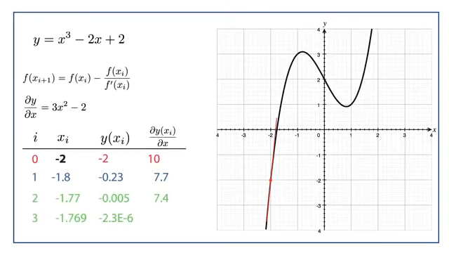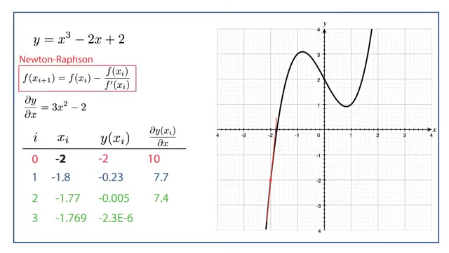If we carry on, then we get the next guess for x2 is minus 1.77, and that's just 0.005 away from the axis. It's really close. Then if we have another go, after just 3 iterations, we get an answer of x equals minus 1.769, which is just 2.3 times 10 to the minus 6 from the axis. So in just 3 iterations, we've pretty much solved the problem, which is pretty cool.